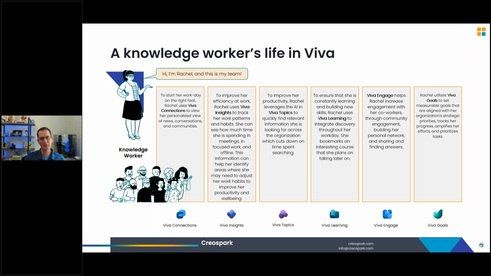But then to also help understand and set goals and objectives and to be able to track those, Rachel's able to use Viva Goals to help create those measurable goals that are aligned to the organization and what the organization's purpose is, and be able to show that success to her coworkers, her managers, her team leaders, her executives, her skip managers, all that kind of stuff. Viva Goals can help create and track those high-level aligned objectives that are measurable.